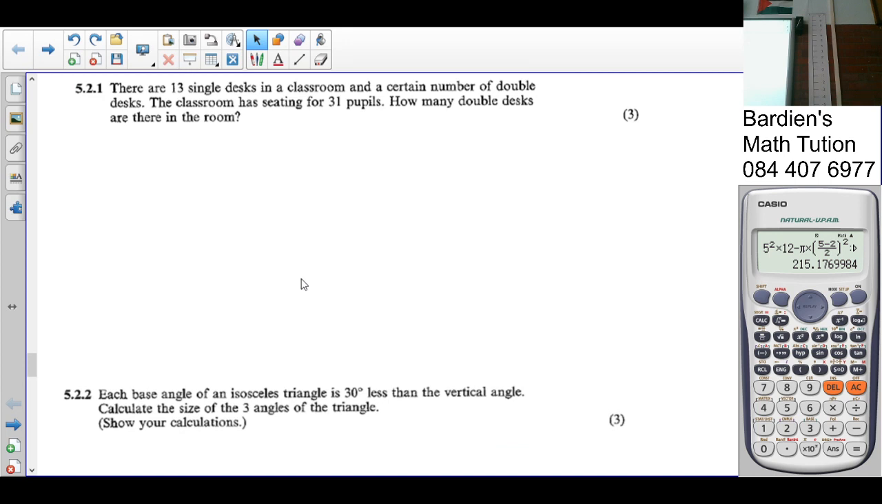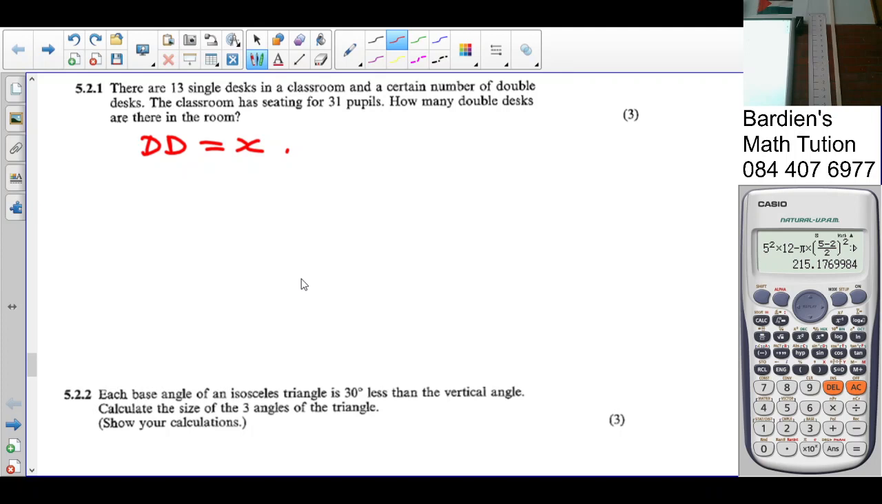5.2.1. There are 13 single desks in a classroom and a certain number of double desks. So let's make the double desks x. The classroom has seating for 31 pupils. How many double desks are there in the room?